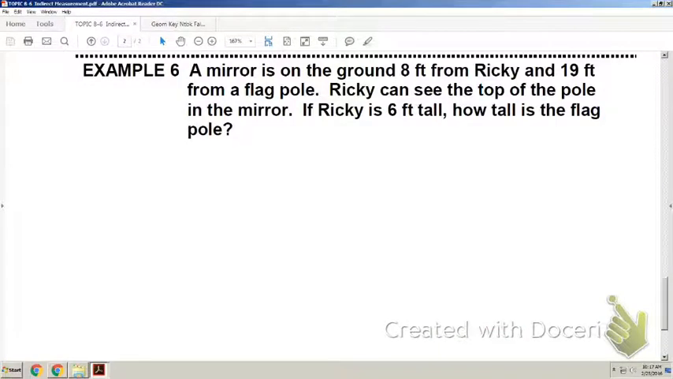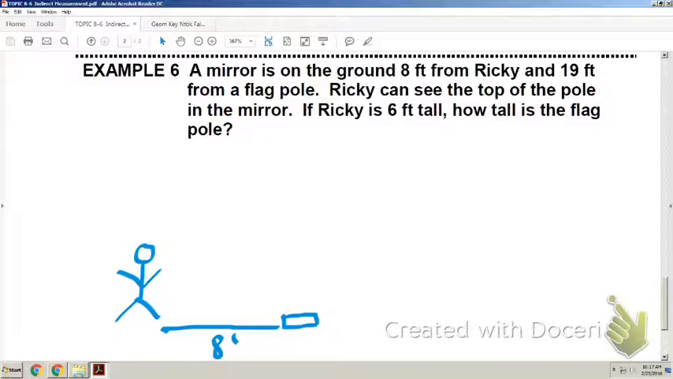Okay, this is the last one. So this says we have a mirror on the ground. So I'm going to put a little mirror just laying on the ground. And it's 8 feet from Ricky. So I'm going to put, this is 8 feet, and then here's Ricky.